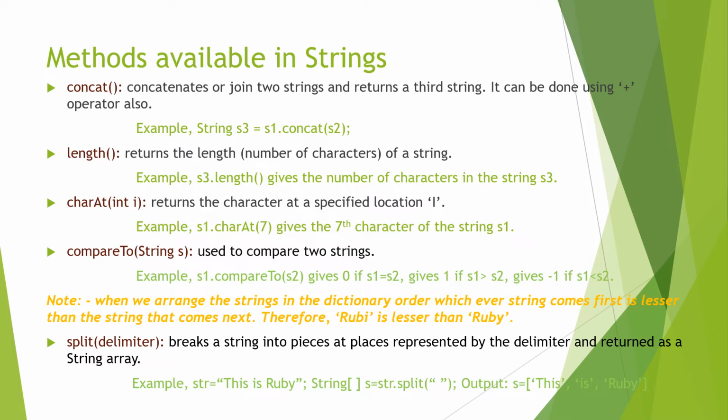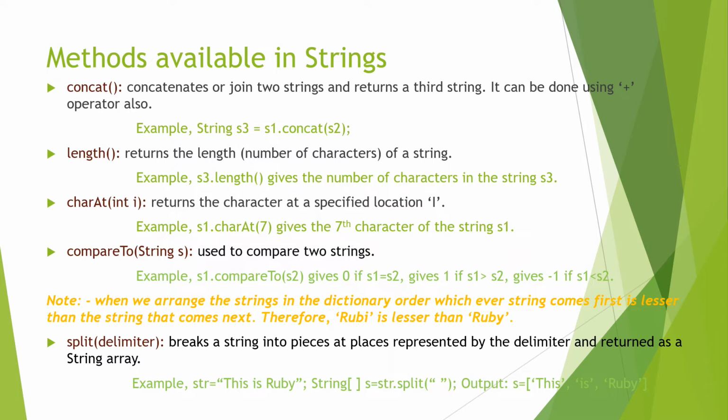Next is charAt(int i). This method returns the character at a specified location i. For example, s1.charAt(7) gives the 7th character of the string s1. So if we take s1 equals to "Java" and s1.charAt(1), we'll be getting a, as it starts from 0. So j will be at 0, a will be at 1, v will be at 2, a will be at 3.